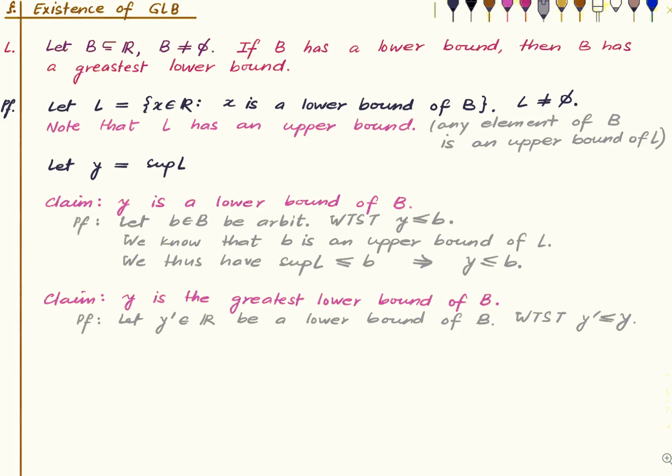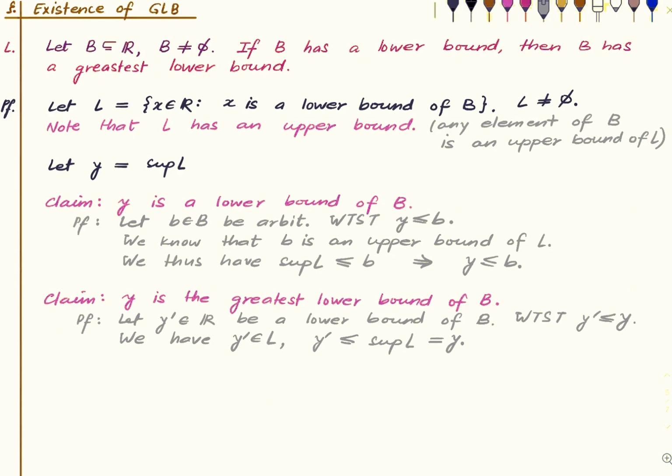So how do we do this? We have y prime is an element of L because it is a lower bound to B. Thus we have y prime is at most the least upper bound of L because least upper bound is after all an upper bound, which is equal to y. And that's it. So this finishes the proof of the two claims, and this final claim shows in particular that the greatest lower bound exists.